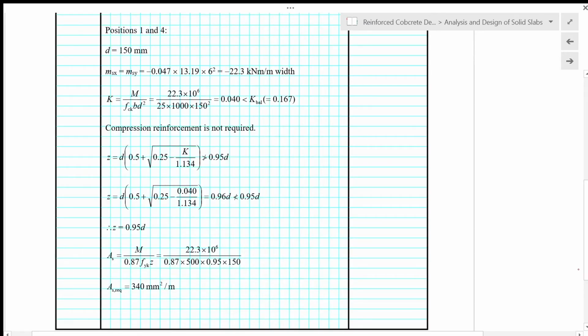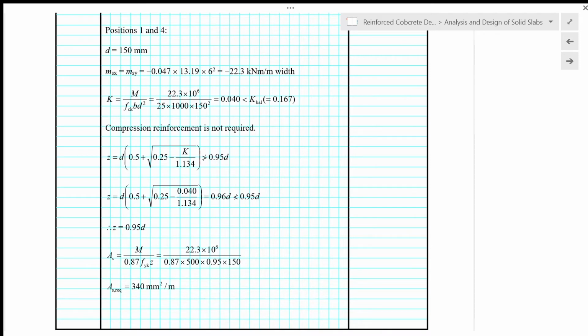So at positions 1 and 4, which are the supporting edges, we can use the effective depth of the outer layer because there's only one layer of moment steel. So MSX is equal to MSY at both edges. So it's equal to negative 0.047 times n times Lx square. So we get a moment of negative 22.3 kilonewton meter per meter width. In design, we ignore the negative value. We only use the magnitude for design. So when we calculate K value, the moment has no negative sign.